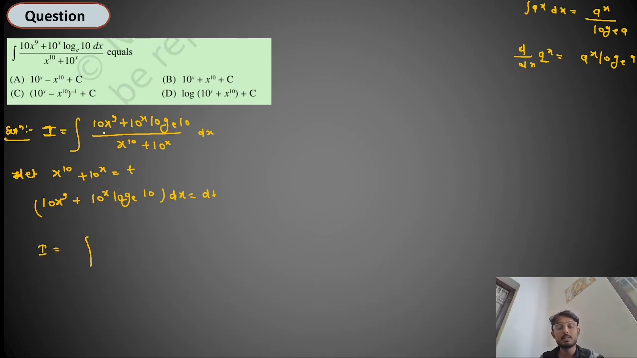So now put the value: (10 x raised to power 9 plus 10 raised to power x log e 10) dx equal to dt upon t, and you will get log t plus c. Put the value of t, so you will get log of (10 raised to power x plus x to the power 10) plus c. So the final answer is d, the correct answer.